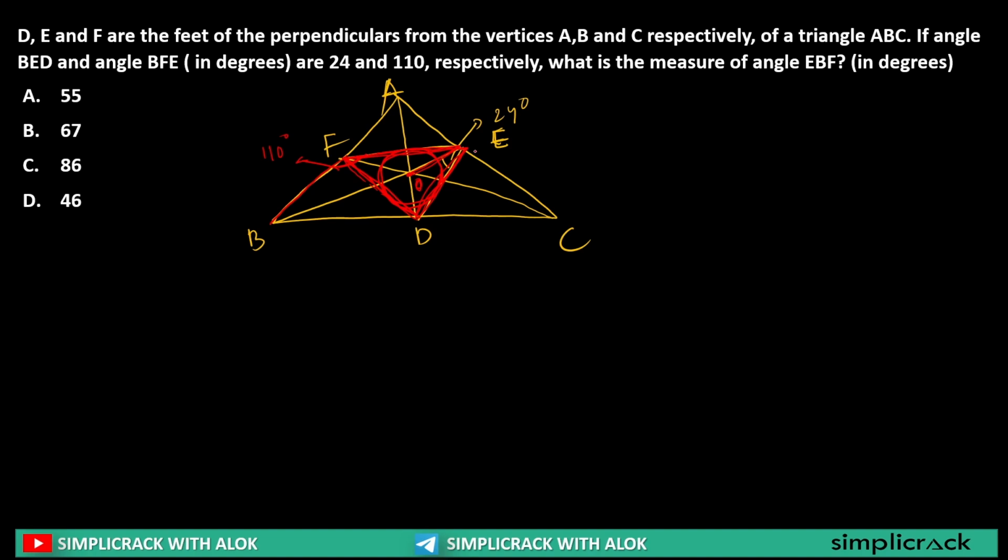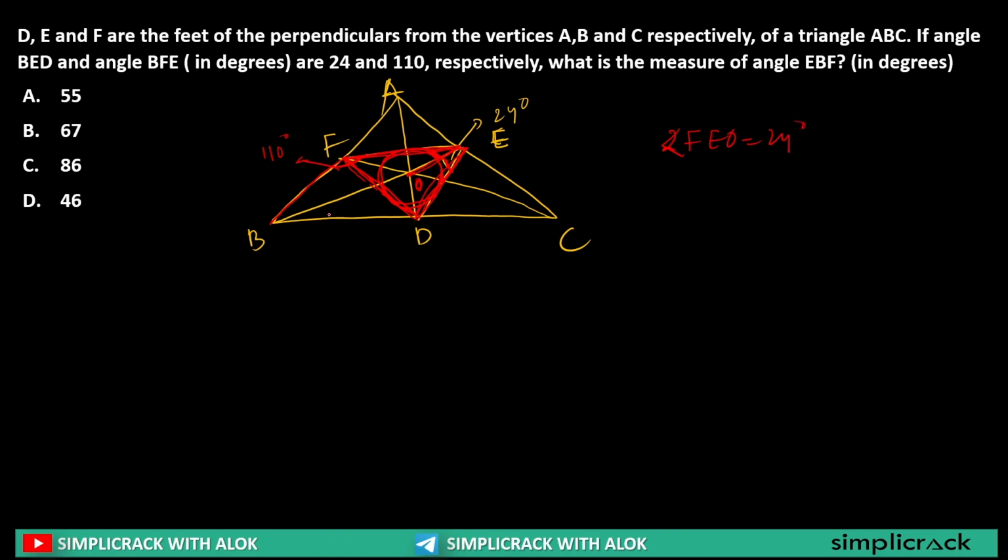So OE is the median of what? FED. So FEO is equal to DEO. These both angles will be equal because it's a median. Now DEO is 24 degree. So angle FEO will be 24 degree.